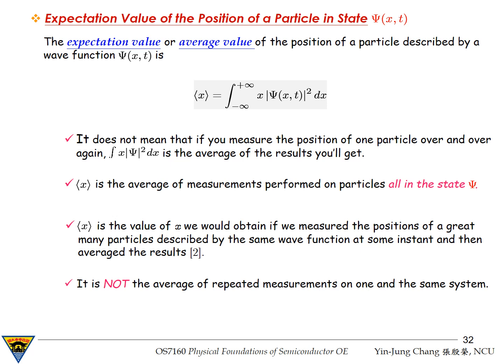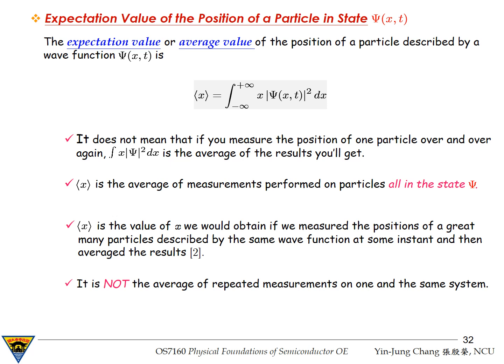Now we can see the complete picture. If I prepare many identical systems, all described by the same wave function psi, and then I measure the position of a particle once on each system at the same instant, and finally average all those measurement results, then the average value I obtain is the ensemble average, denoted by the angle bracket x. That is the physical meaning of the expectation value in quantum mechanics.